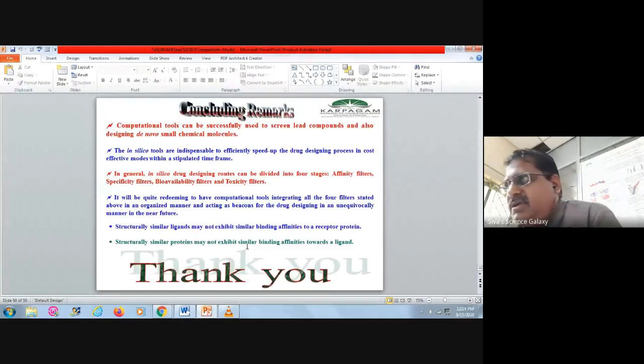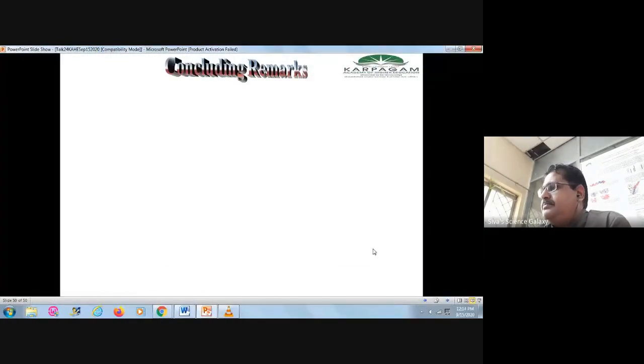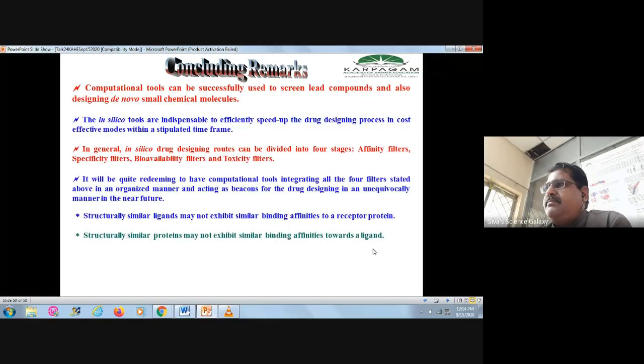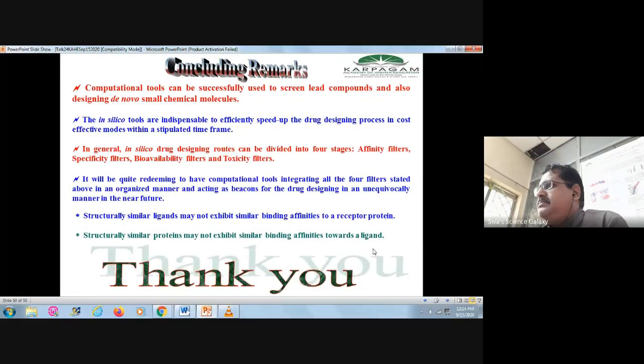Okay. Now I come to the concluding remarks. So what I mentioned, I just read the concluding. The computational tools can be successfully used to screen the lead compounds and also design de novo small chemical molecules. The in silico tools are indispensable to efficiently speed up the drug designing process. So computational tools are very important to speed up the drug designing process. It's very important to screen the lead compounds as well as to design the compounds. There are 4 screening strategies I told you. All the screening strategies can be carried out by computational methods.